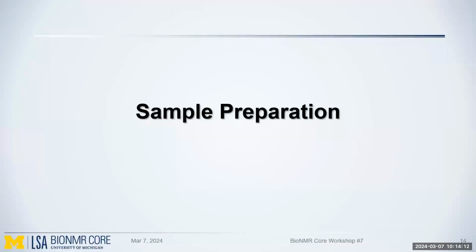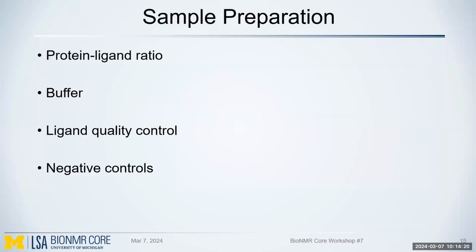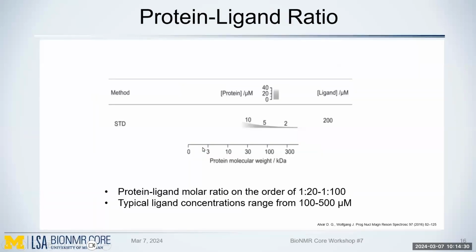And so to run those STD-NMR experiments, the first thing is to prepare the sample correctly. So we'll start with sample preparation. And there are several considerations, like protein-ligand ratio or macromolecule-ligand ratio, the buffer conditions, ligand quality control, and negative controls. So let's first look at protein-ligand ratio.